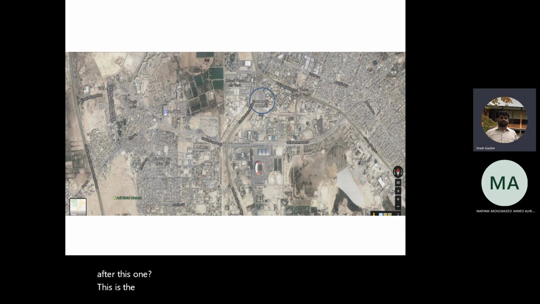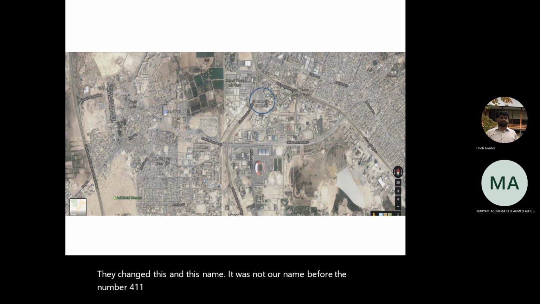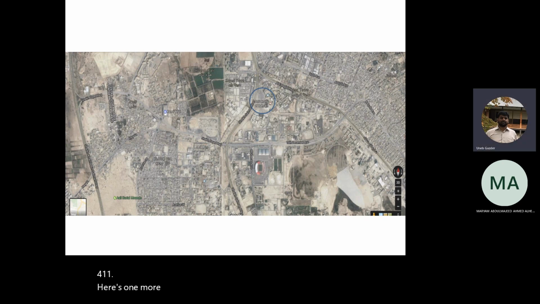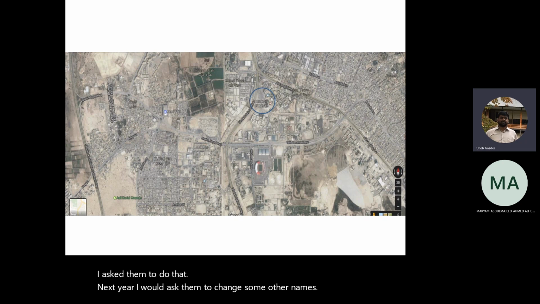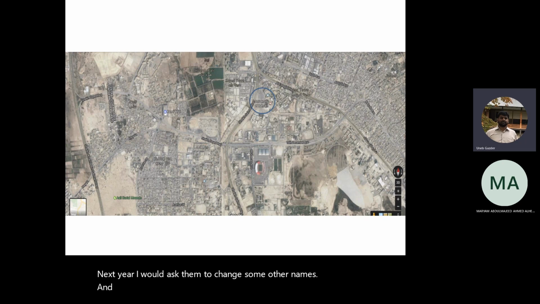This is the main road. So they changed this name. It was not a name, it was a number. 411 something. This one was Taklad. They changed the names so that I know you guys are copying from the previous semester. I asked them to do that. Next year I will ask them to change some other names. And the good thing is, when they change the name, it doesn't appear in Google. You can check it, doesn't appear.